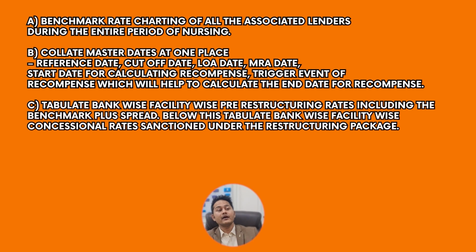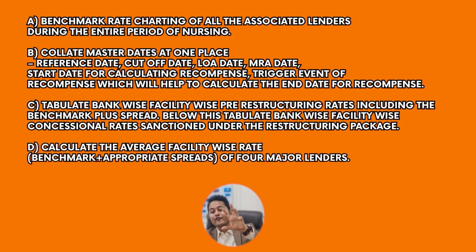That needs to be identified, which will help you to calculate the end date up to which ROR is to be calculated. Point C, you have to calculate bank-wise, facility-wise, pre-restructuring rates including the benchmark plus the spread for each bank, for each facility. Below this table, you have to tabulate the facility-wise, bank-wise, concessional rates which have been sanctioned under the CDR package. This will be your master data for all the interest rates which are required for the calculation.